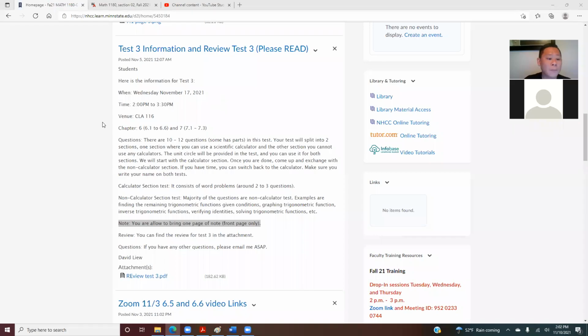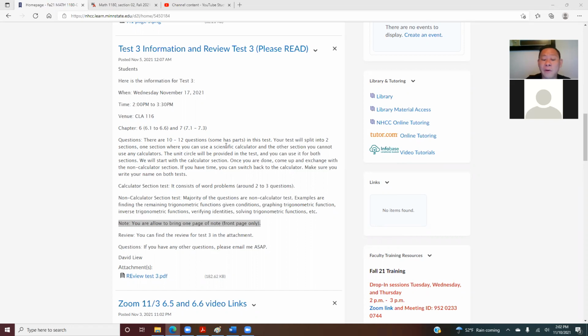There will be around 10 to 12 questions. Some of them have parts. The test will be split into two sections. In one section you can use your scientific calculators, and in the other section you are not to use any calculators at all. If you don't have a scientific calculator, make sure you bring one.